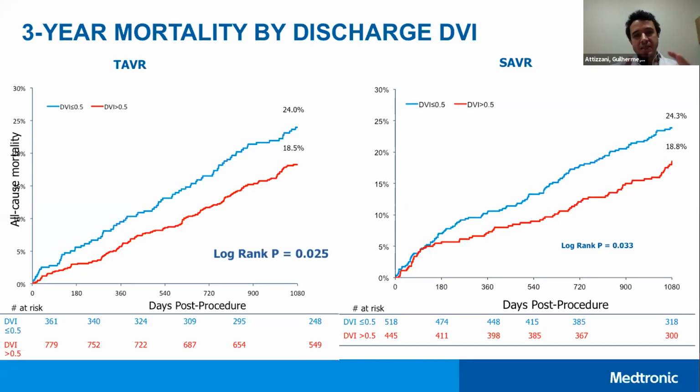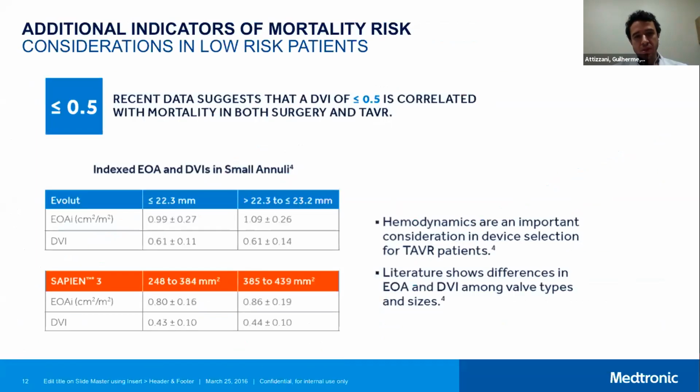When they divided these patients, in both the TAVR as well as the SAVR population, there was actually an impact on mortality. So the folks who had DVIs that were less than 0.5 did have higher rates of mortality down the road. So this was an interesting piece of data that was pulled from the high-risk pivotal trial, as well as from the SURTAVI trial. But this is something to pay attention to. So with worse DVIs, these patients did worse down the road long-term, with increased mortality.